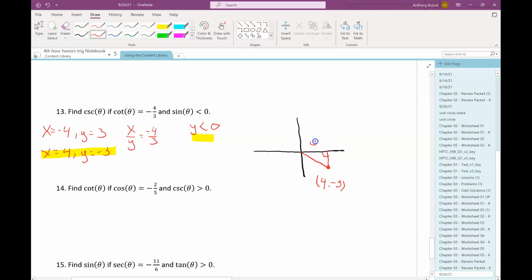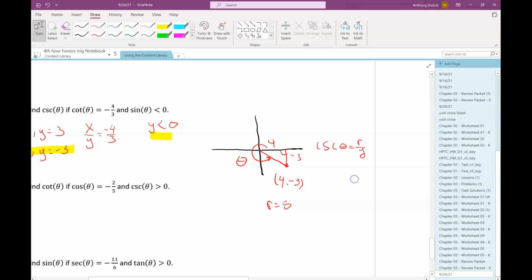So if I make my reference triangle, it should be easy to see that r has to be 5, right? The Pythagorean Theorem gets me r is 5. So then cosecant is r over y. So that's just 5 over -3.